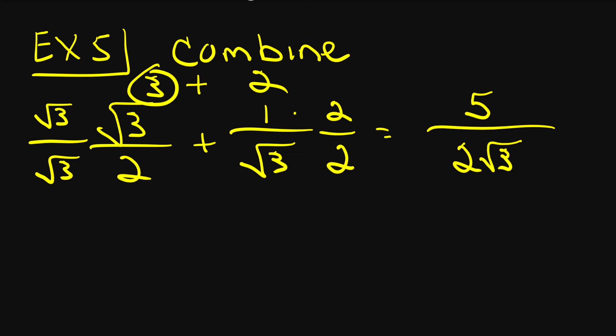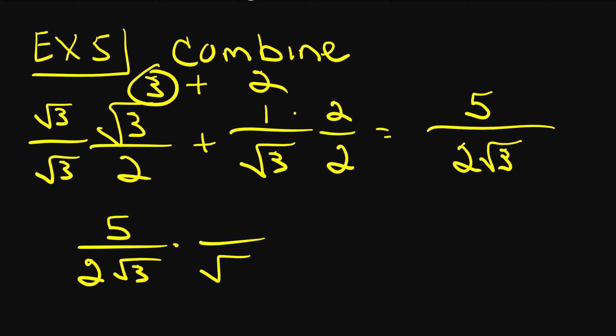But I'm not quite done yet, am I? What's wrong with this? 5 over 2 root 3. We have to get rid of that radical sign in the denominator. So that means I've got to rationalize the denominator. And that means, again, I'm going to multiply the top and bottom by square root of 3. I'm going to leave the 2. I don't have to multiply that by 2 root 3, just the radical. So this is going to be root 3 over root 3.